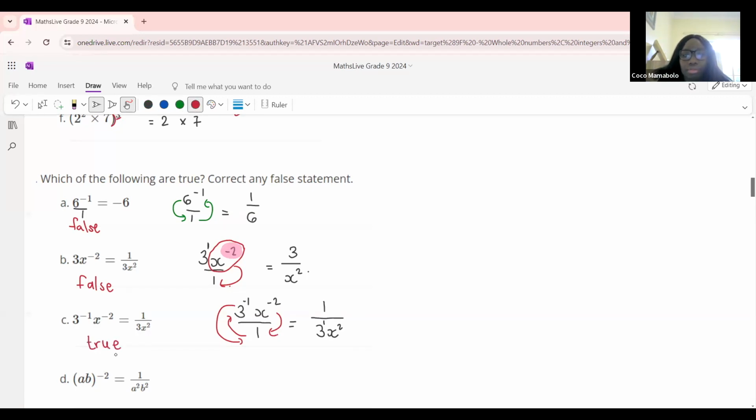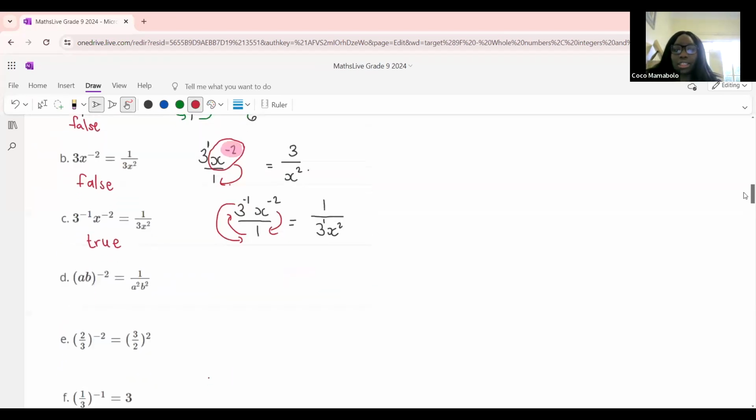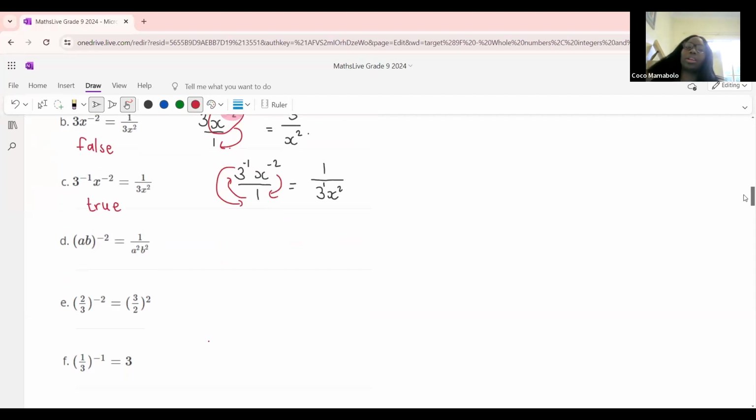So this one over here is actually true. All right, so we must follow the exact same rules that we looked at when we were doing all the other questions as well. Okay, all right, let's look at D, E, and F. Now these things don't have any exponents. A and B don't have any exponents, so we know that we're going to give each of them an exponent of 1. So we see a bracket and an exponent, so we're going to multiply in.